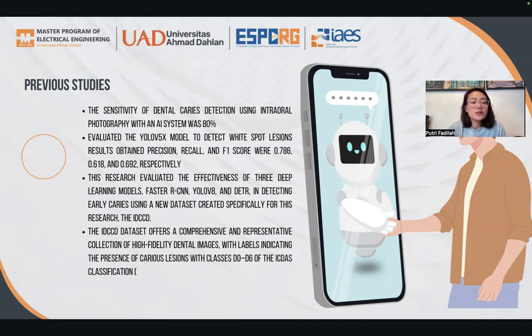The aim of this study is to evaluate the effectiveness of three deep learning models, Faster-RCNN, YOLO V8, and DETR, in detecting early caries using a new dataset created specifically for this research, IDCCD, the Indonesian Dental Caries Characteristic Dataset. We used the classes from ICDAS to classify dental caries from D0 to D6.